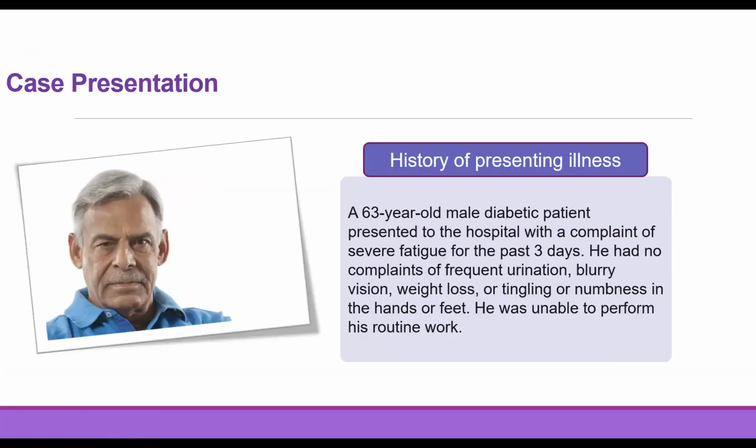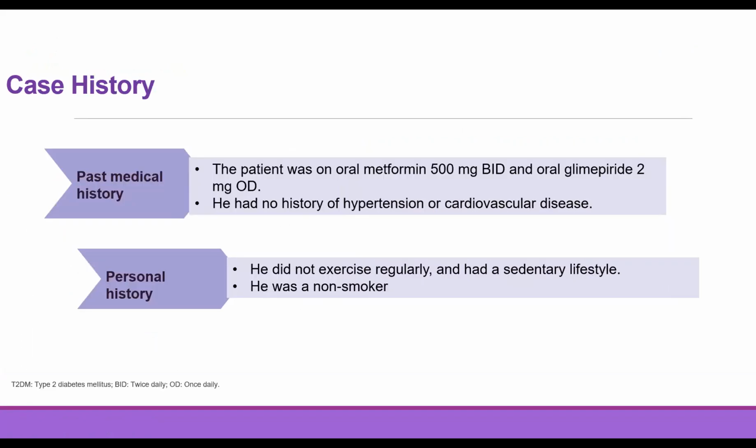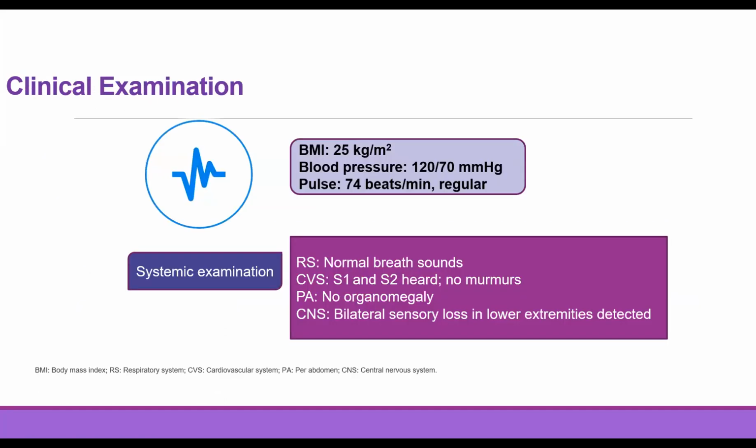Now, this is a 63-year-old male diabetic patient who presented to the hospital with a complaint of severe fatigue for the last 3 days. He had no complaint of frequent urination, blurring of vision, weight loss, tingling, or numbness in the hands or feet, but was unable to perform his routine work. He was receiving metformin twice daily, glimepiride 2 mg, no history of hypertension or cardiovascular disease, did not exercise regularly, had a sedentary lifestyle, and he was a non-smoker. BMI 25, blood pressure 120/70, pulse 74. Respiratory system showed normal breath sounds.